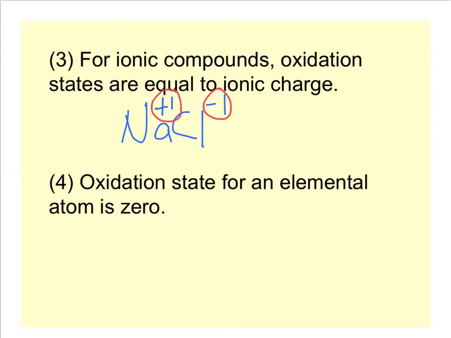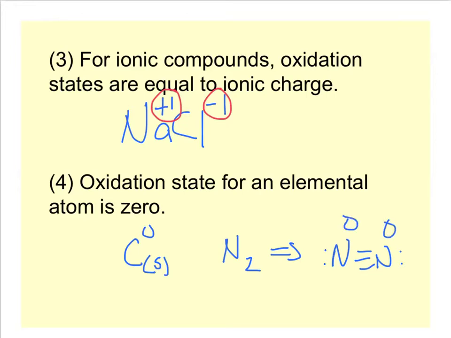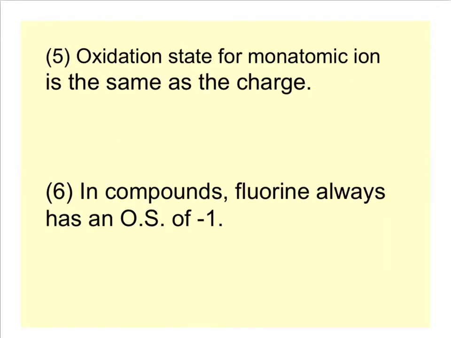All right, rule number 4: if you have an atom in its elemental form, then its oxidation state is going to be 0. So imagine we have elemental carbon. Its oxidation state is 0. Imagine we have nitrogen, okay? Then nitrogen looks like this when you draw its Lewis dot structure. Both nitrogens have an oxidation state of 0. So when you're talking about atoms in their elemental state, we are talking about materials that have an oxidation state of 0.